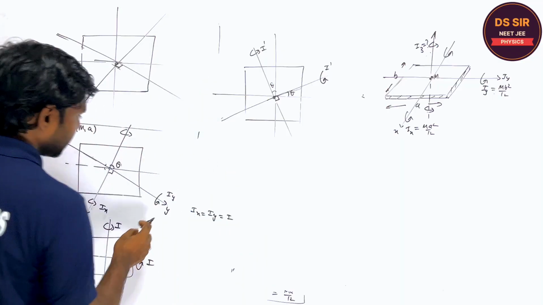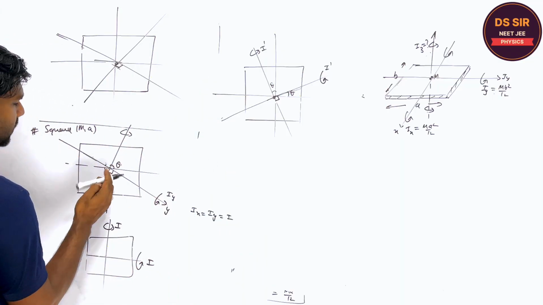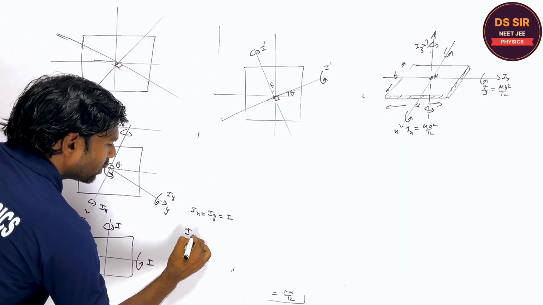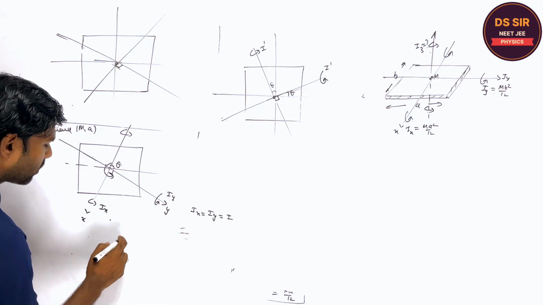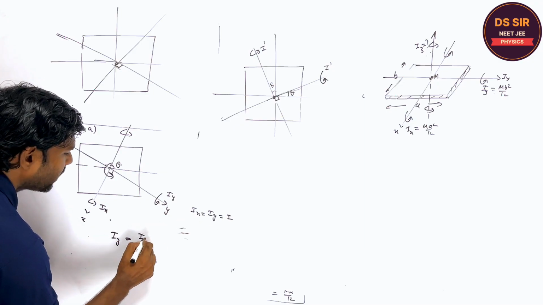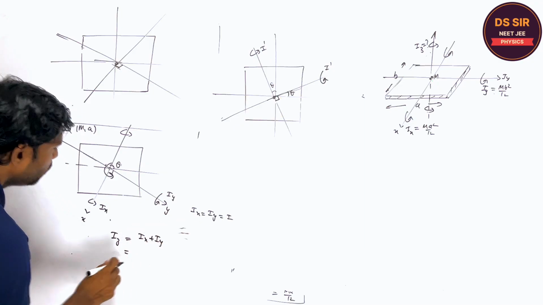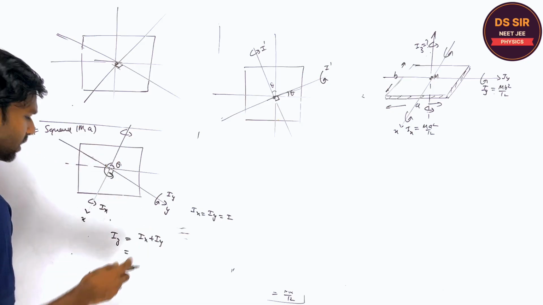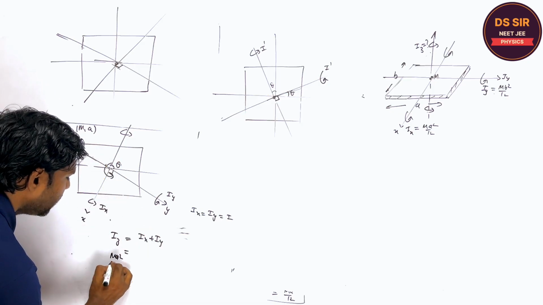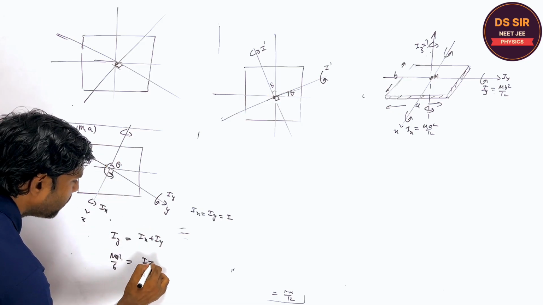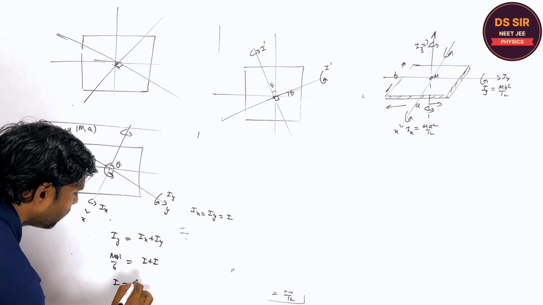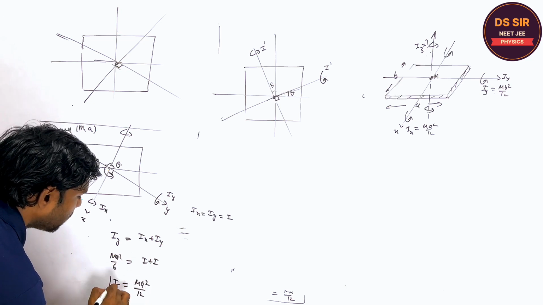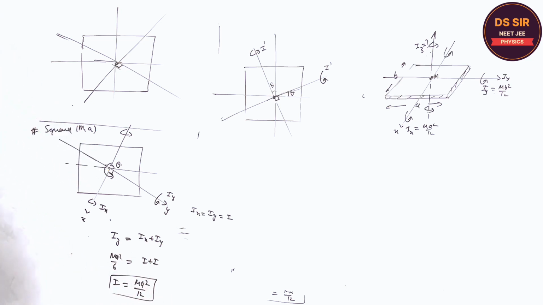So if this is the x-axis, this is the y-axis, what is this? This is the z-axis. So the theorem of perpendicular axis is: Iz is equal to Ix plus Iy. Can you tell me the moment of inertia about the z-axis of the square? Ma square by 6. So Ma square by 6 is equal to I plus I. So what is the moment of inertia? Ma square by 12. Do you understand this thing or not?